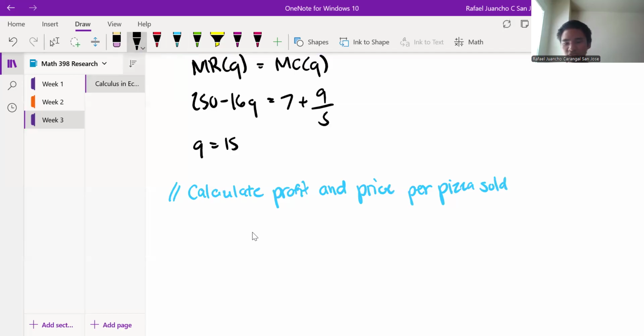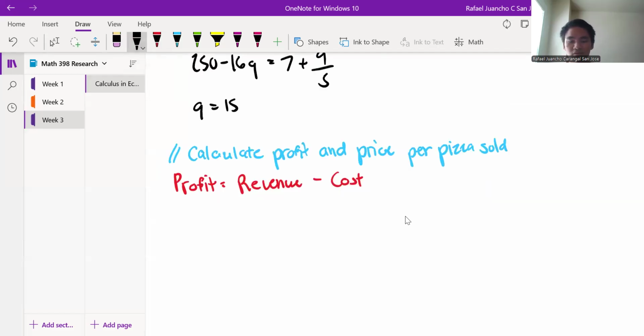Well, we need a profit function. What do we know about profit? Actually, profit is just our revenue minus our cost, right? And so we already know what our revenue is. So let's say this is P of Q, which is our profit, and this is equal to the revenue minus our cost.